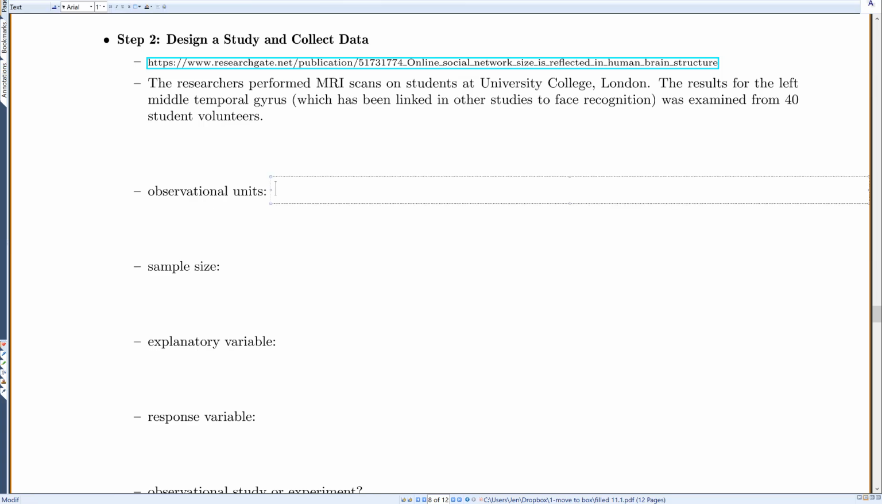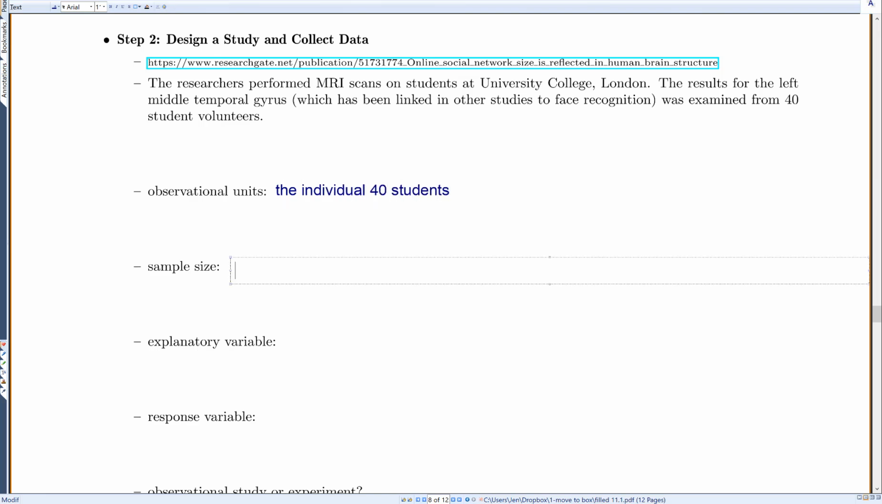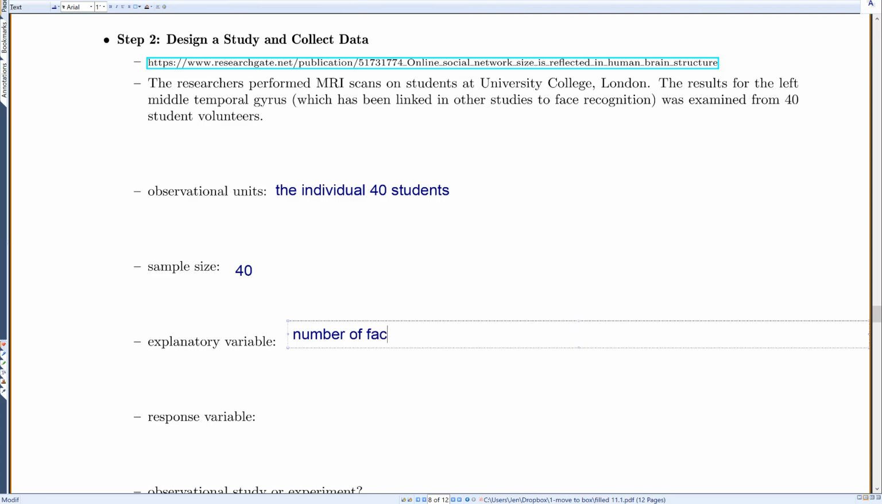So let's go through and fill out some important information. So first is, what are the observational units? So the observational units would be the individual 40 students. The sample size would be 40, there are 40 students. The explanatory variable is the number of Facebook friends. That's what they're trying to use to explain something. And it is quantitative.